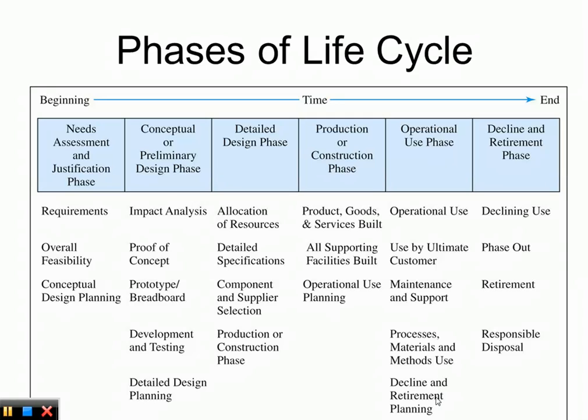So we can see that at the very end of each phase, we have the planning for the next phase. And so the last phase is the decline and retirement phase. Here we have declining use, phase out, retirement, and responsible disposal.